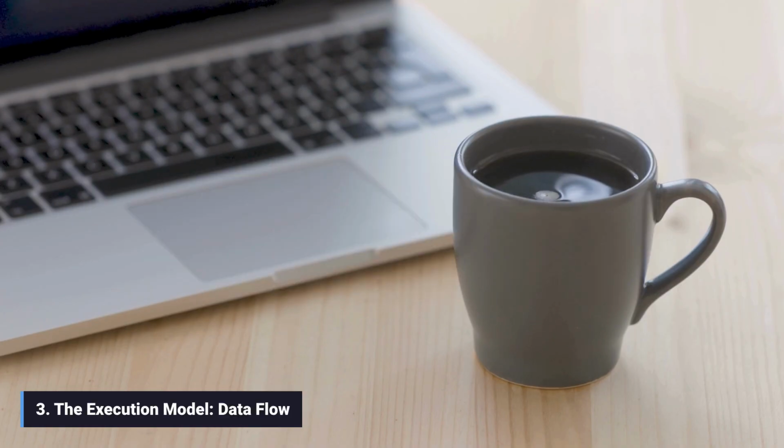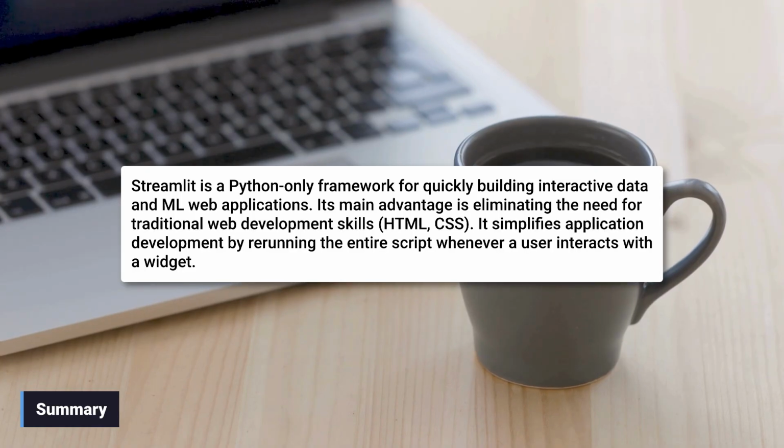3. The execution model: data flow. A key concept in Streamlit is its unique data flow. Whenever a user interacts with a widget, like a slider or a button, Streamlit automatically reruns the entire Python script from top to bottom. This reactive, single-page execution model is what makes it so simple. It is Python first. The code you write is the app you get.